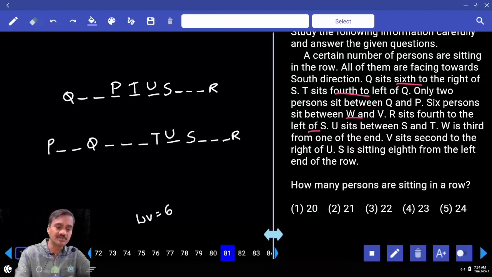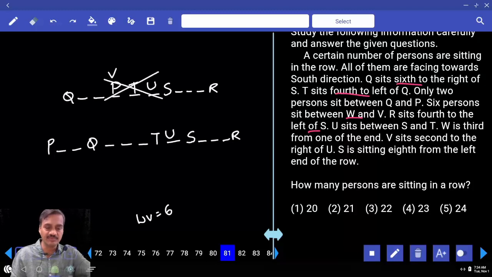And next one, V sits second to the right of U. V is seated second to the right of U means in the first case, P and V must be in the same place, not possible. Is that right? And V sits second to the right of U, hence V must be at this place. Then between W and V, there must be exactly 6 persons. And 6 persons, 1, 2, 3, 4, 5, 6, R and W must be in the same place, not possible. Hence W is to the right hand side of V.